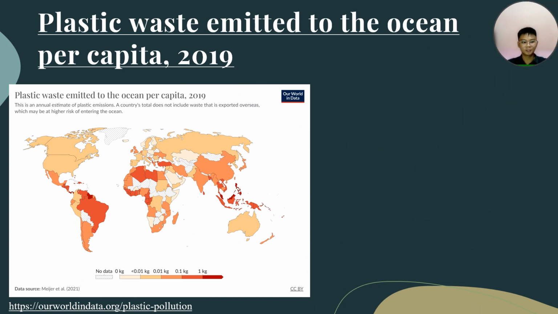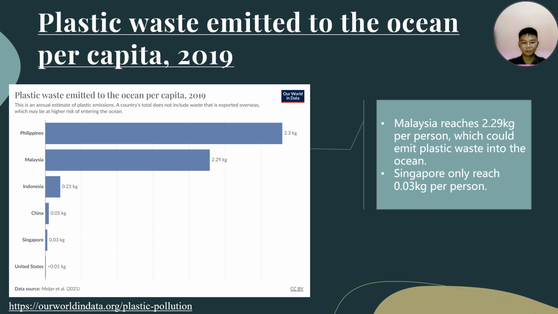This figure shows the plastic waste emitted to the ocean per capita in 2019. The summary is that Malaysia reached 2.29 kg per person, which could emit plastic waste into the ocean. While our neighbor countries, the Philippines reached 3.3 kg per person and Singapore reached 0.03 kg per person, which could emit plastic waste into the ocean in the year 2019.